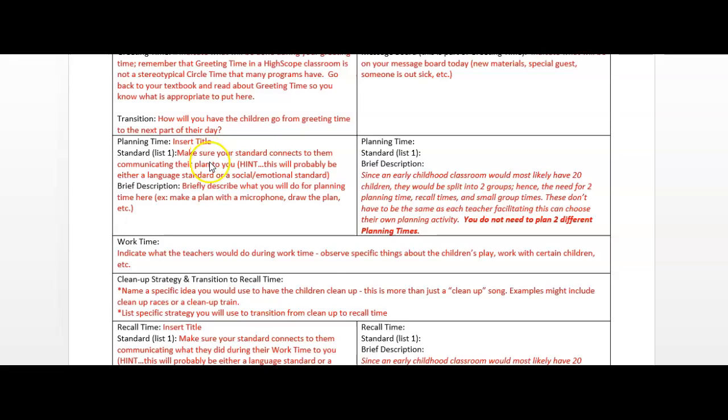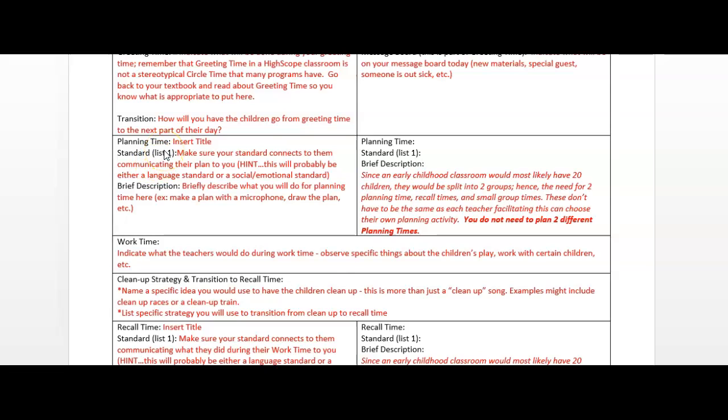You also need to link a standard to your planning time activity. When the children are planning, they are thinking about what they want to do, most likely drawing on experience and/or interest when deciding what they are going to do, and then communicating those intentions with you. When thinking about an appropriate standard to link to this part of the day, I would look under the language arts or social emotional standards in the Illinois Early Learning and Development Standards. You only need to choose one standard for this section.